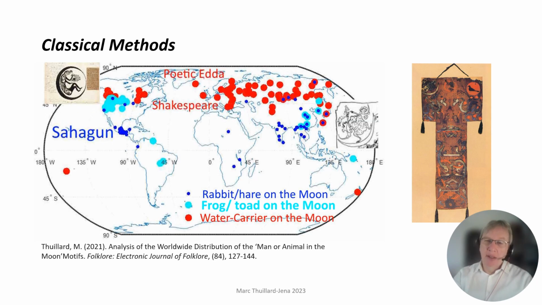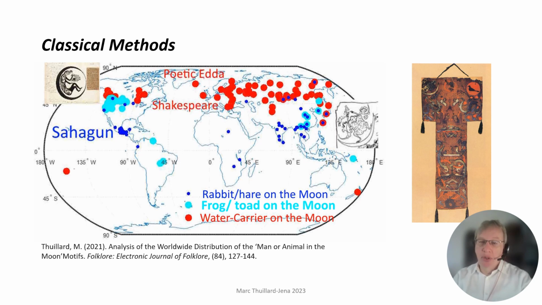Let's start with the man on the moon. More precisely, I'd like to introduce three different versions of this story, which is widespread in different regions of the world. It's the water carrier, the frog or the toad on the moon, and the rabbit or hare on the moon. I won't distinguish anymore between rabbit and hare, frog and toad. I speak about rabbit and frog.